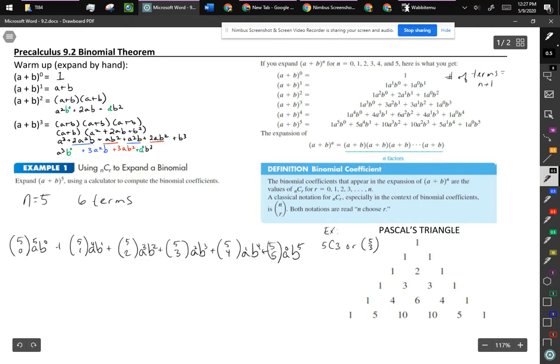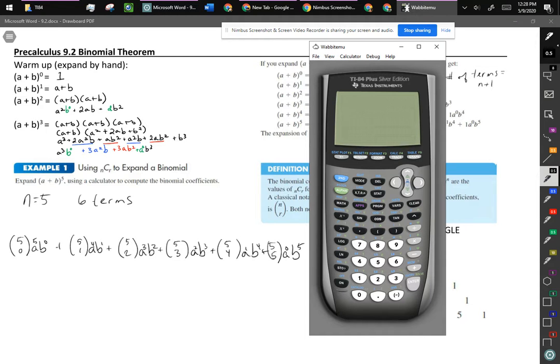All right, 5C0, you should know that. Well, after this, you'll realize 5C0 is 1. You throw that in your calculator just to review. You'd hit the number 5. You go to math, go to the right to probability, and then it's choice number 3. And you put a 0 there, you hit enter. And then you can also press second enter to get it again, and then just go back and change that to whatever you want, right?